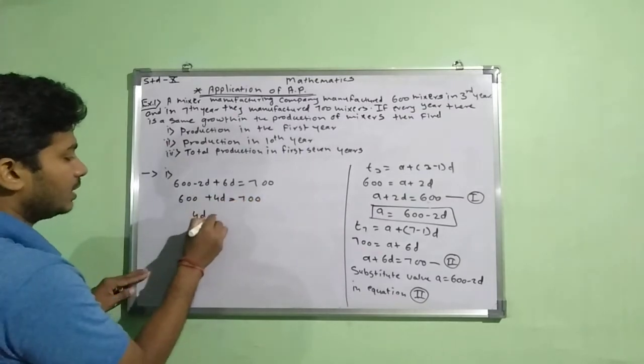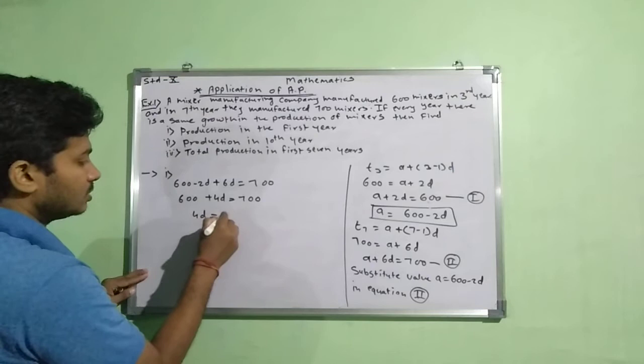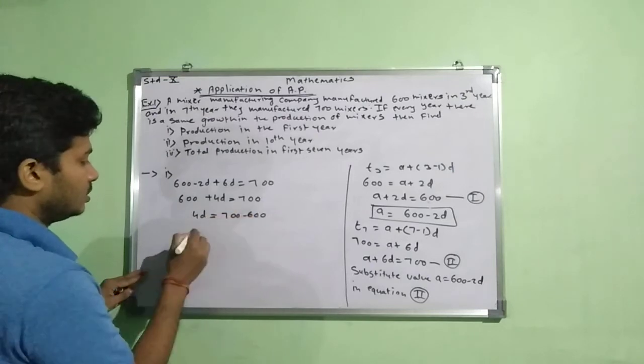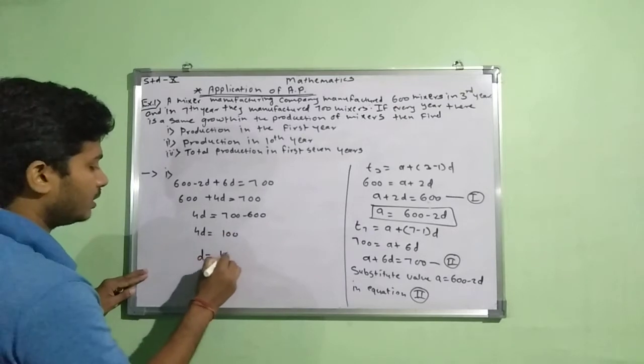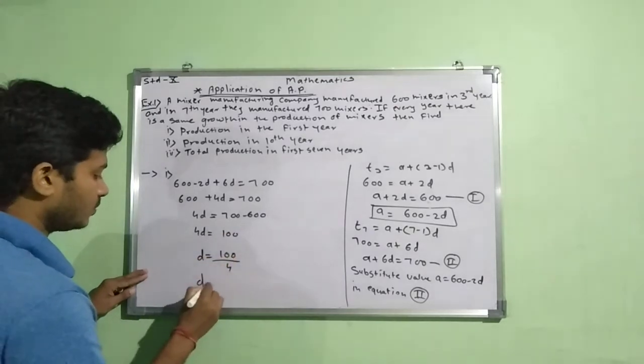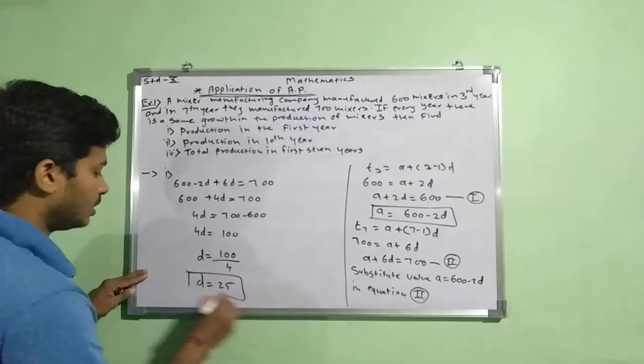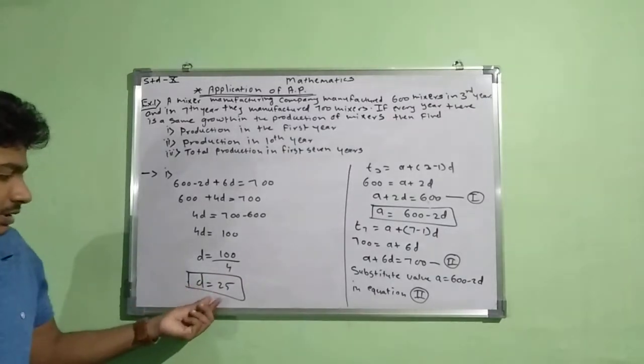So 4d will be here and that 600 will go to the right hand side. So 700 minus 600. So 4d is equal to 100 and d will be equal to 100 upon 4. So value of d will be 25. So here we got that value of d as 25.